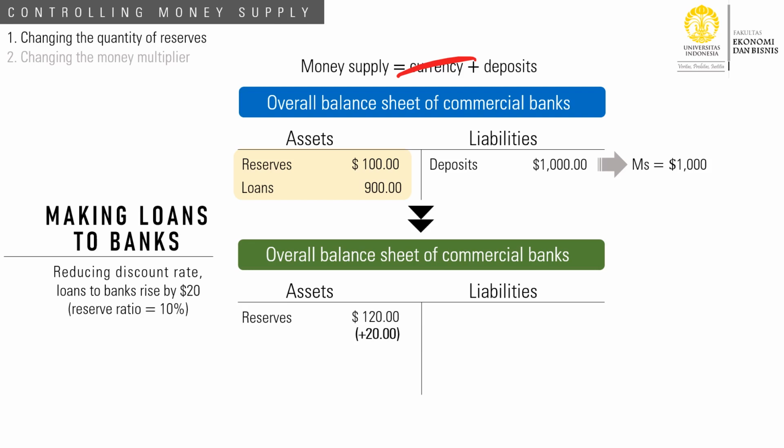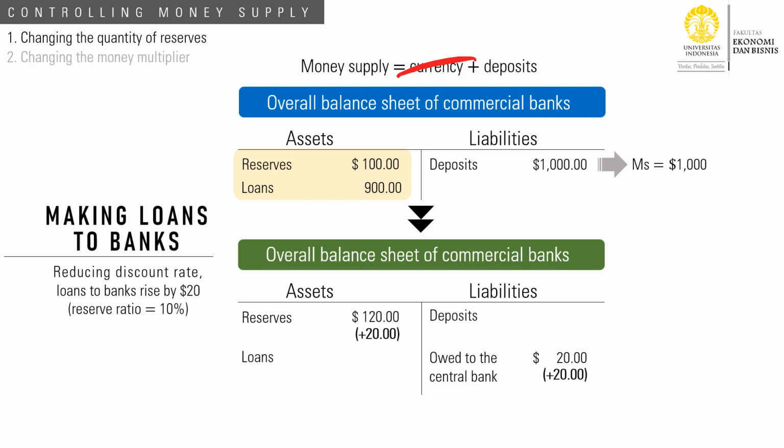Total reserves are now $120, but because of the loans commercial banks owe to the central bank, the $20 of commercial banks' debt are added as new liability. Now, what will happen to the commercial banks' deposits and loans? Well, it's just the same as before.